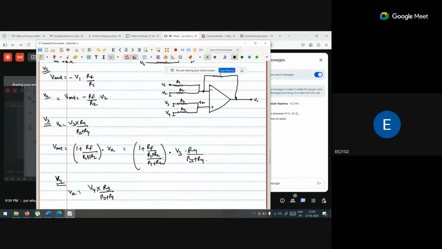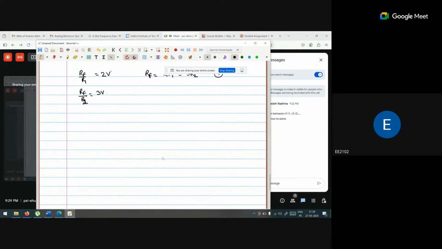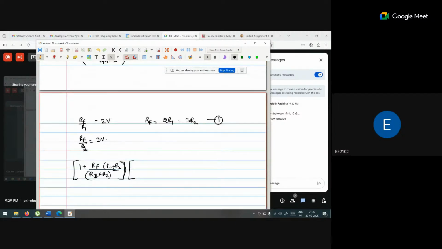Now, if we compare the V3 terms, so we are getting 1 plus RF times R1 into R2 upon R1 plus R2, that should be multiplied with R4 upon R3 plus R4, and that will be equal to the 6 volt.